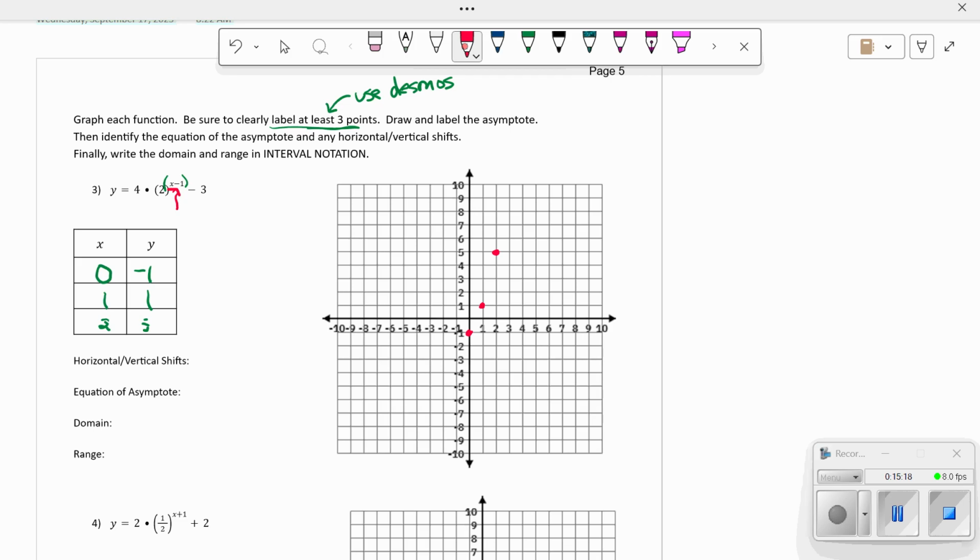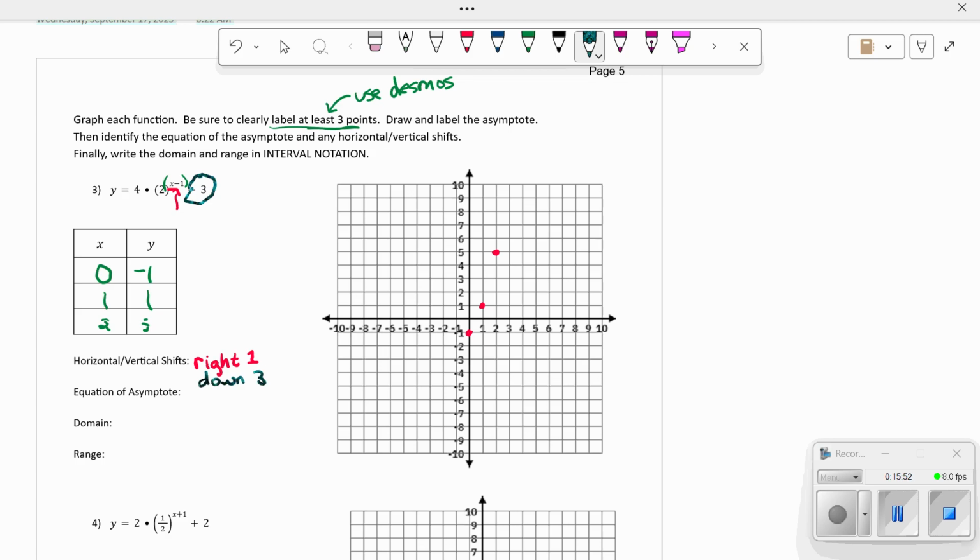Inside with the x is opposite. So there was a shift by 1. It says minus. That means it was a shift to the right 1. This word is supposed to say right, but it's lagging. So this is right 1. Minus 1 on the inside means right 1. Whereas this here means down 3. Minus 3 says it went down 3.